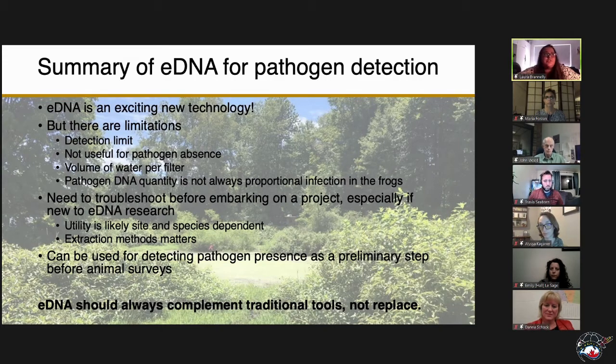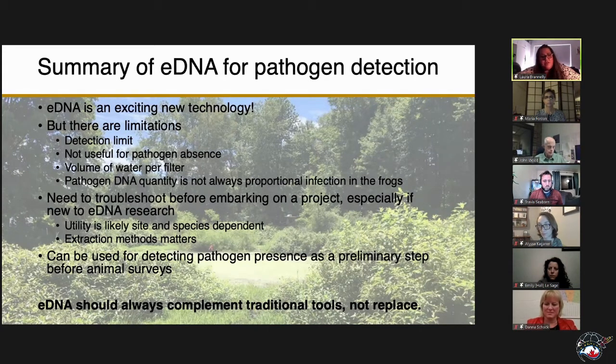And it is really important to troubleshoot before you embark on a project, which I have said a number of times so far, especially because eDNA is new. And if you're new to it, you probably are going to need to give yourself a little bit of time to get up to date with the new practices. Utility of this technique is likely species and site dependent, and pathogen or whatever it is that you're looking for, and the extraction method does matter.